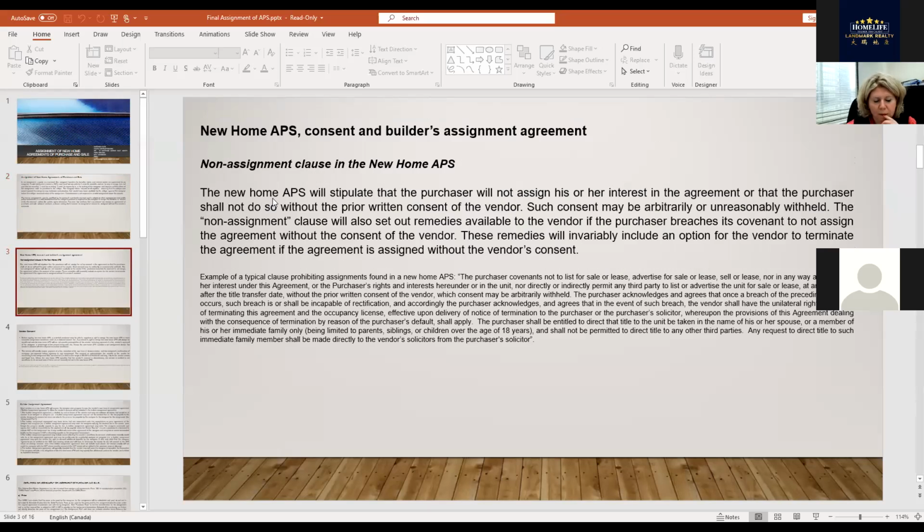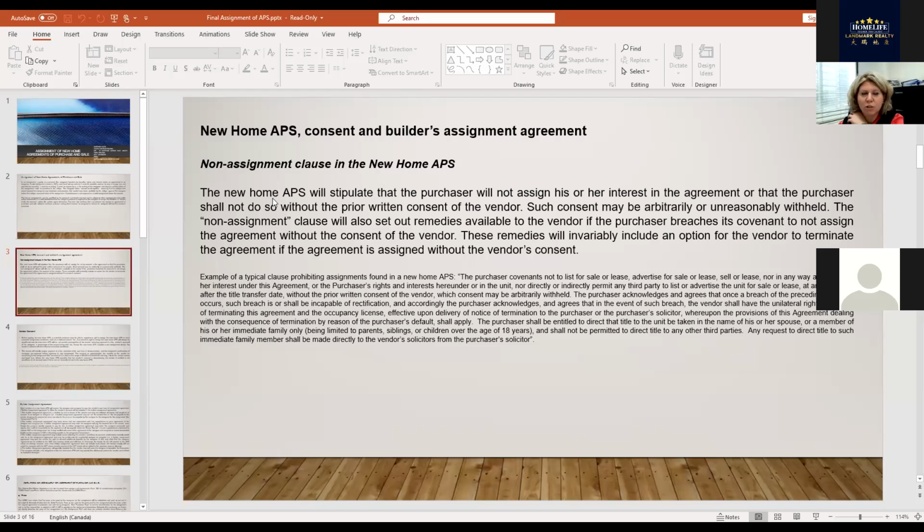This is the first problem we face: the original agreement of purchase and sale most probably will stipulate that the purchaser is prohibited from assigning his agreement. You may find an amendment that the purchaser has the right to assign under certain conditions. One condition is the prior written consent of the vendor. Another condition for sure is proof of financing of the assignee. The third condition is fees, between $5,000 and $15,000, paid to the developer.